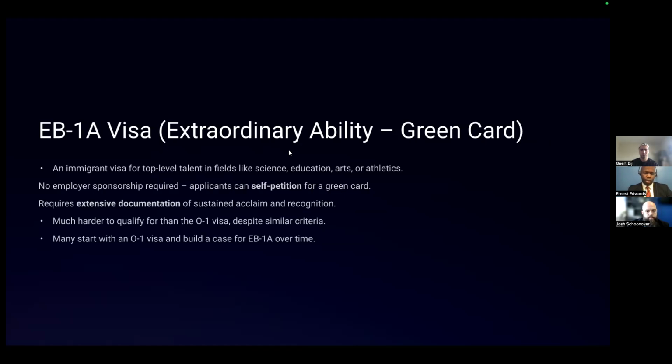So, yeah, this is probably the most difficult visa to qualify for, but once you qualify, you get a green card. A lot of individuals try to start with an O1 visa since the qualifications are so similar and then build the case for EB1A over time. You can petition or submit an application for EB1A immediately. However, it's more risky. So typically, a lot of individuals just apply for the O1 visa first and then try to apply for EB1A later on.